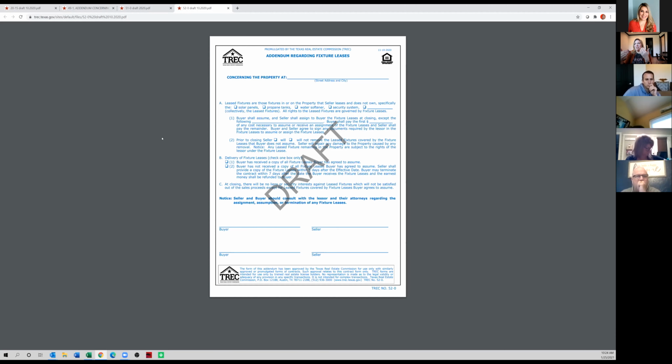So lease fixtures are for those on the property. They enumerate those that I said, and then you can also fill in the blank. And then it says buyer shall assume and seller shall assign to buyer the fixture leases at closing except the following blank. And then buyer shall pay the first blank of any cost necessary to assume or receive assignment of the fixture leases, and seller shall pay any remainder. Buyer and seller agree to sign any documents required by the lessor of the fixture leases to assume or assign the fixture leases. And then two, prior to closing, seller will or will not remove the leased fixtures covered by the fixture leases that the buyer does not assume.